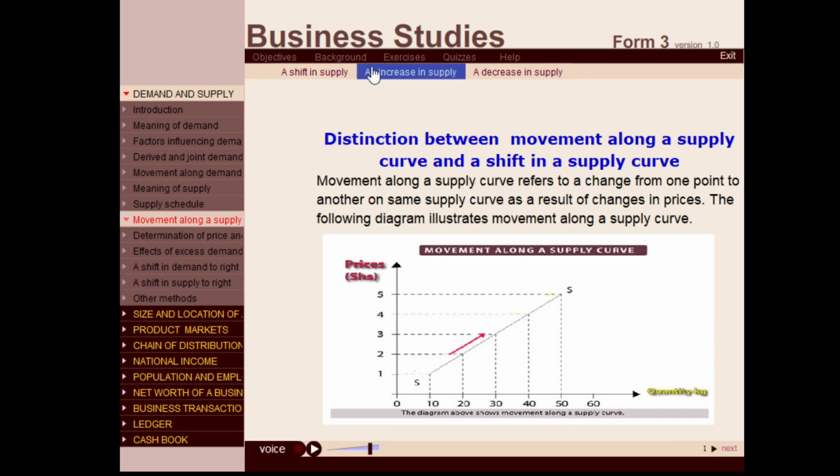Distinction between movement along a supply curve and a shift in a supply curve. Movement along a supply curve refers to a change from one point to another on the same supply curve as a result of changes in prices. The diagram below illustrates movement along a supply curve.